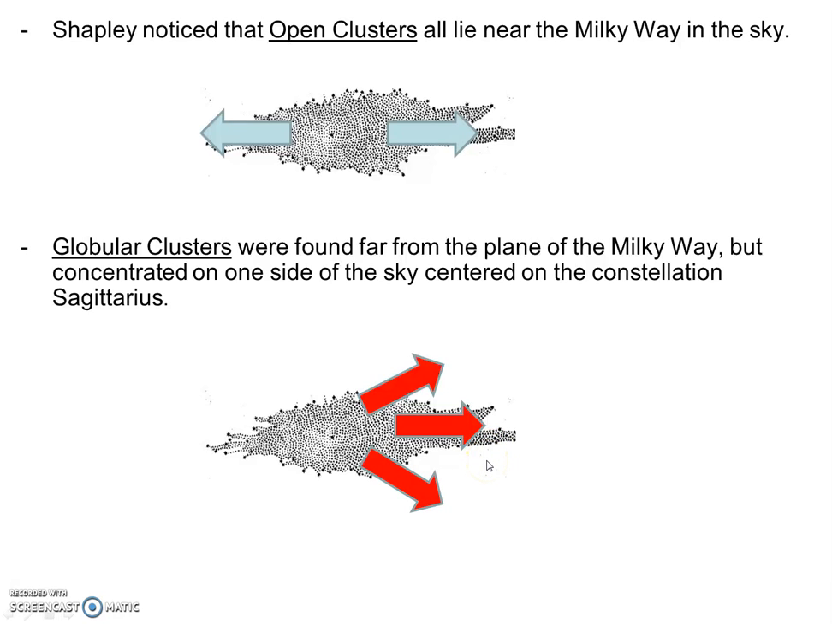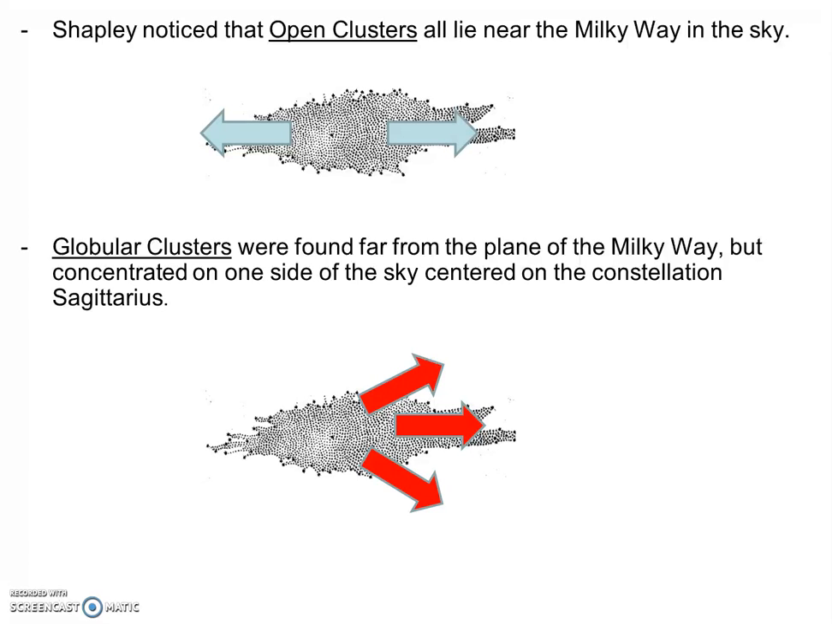Well, Shapley thought this can't be a coincidence. What I'm going to do, he said, is I'm going to find the distance of those globular clusters. And what he used were variable stars. Now, he didn't use Cepheids. Cepheids are not very common in globular clusters.